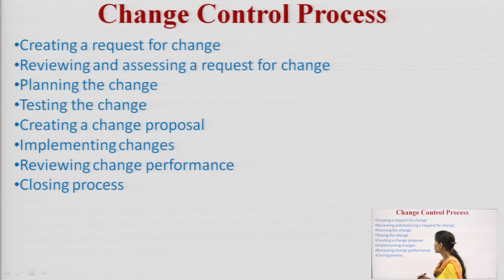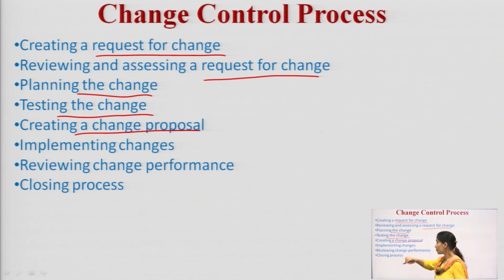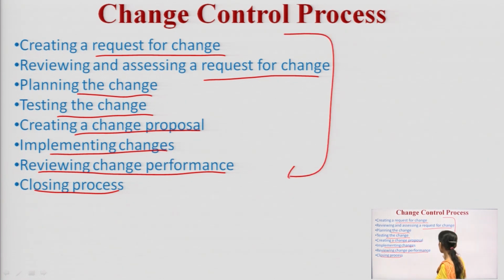Then creating a request for change, reviewing and assessing the request for change, planning the change, testing the change, creating a change proposal, how this change is being implemented, how the change performance is being reviewed, and how this is being closed. All these steps come under the change control process.